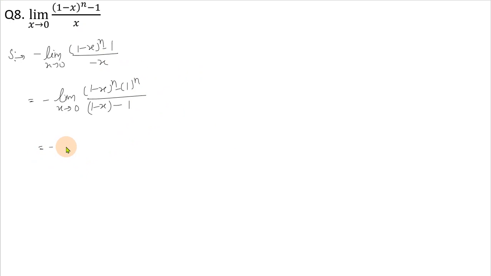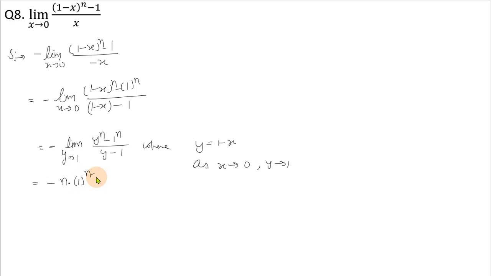So this is equal to minus limit y approaches to 1. Here I write y power n minus 1 power n upon y minus 1, where I have supposed y equal to 1 minus x. So as x approaches 0, y approaches 1. So now we can apply the formula n into a power n minus 1, which is equal to minus n, and that is the answer.